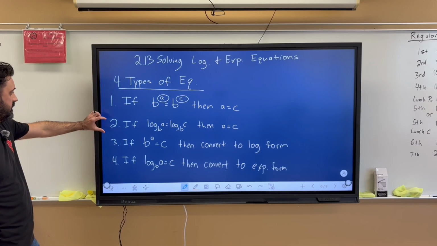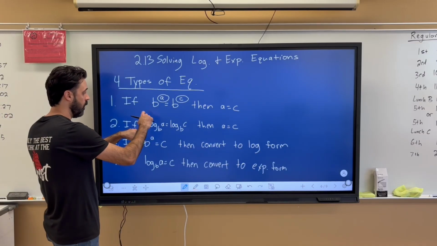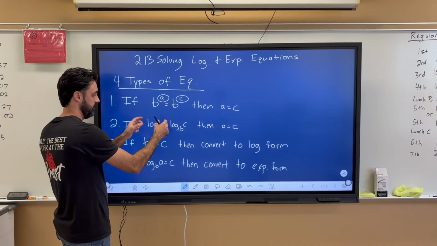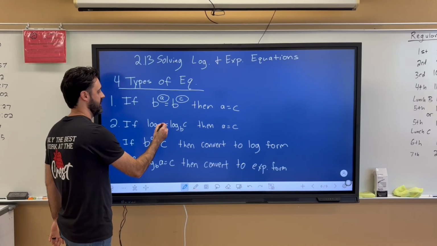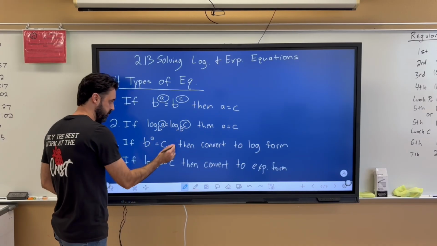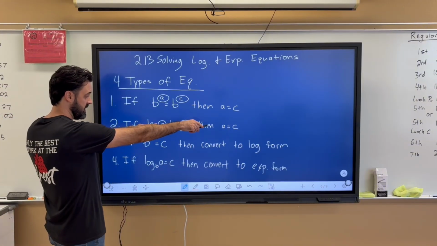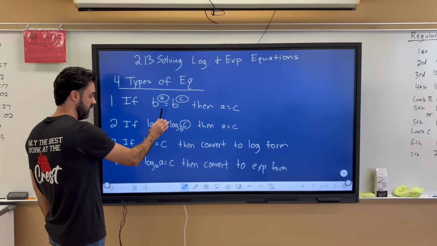The second type of problem is very similar. If there's one log on both sides of the equation with the same base, for the left-hand side to equal the right-hand side, these two portions have to be equal to each other, what's inside of the log. So A and C, we're going to set equal. We're going to ignore the logs because there's only one log on both sides.